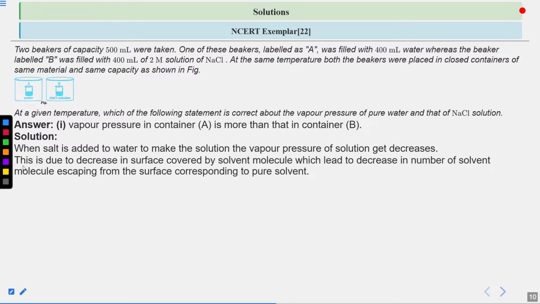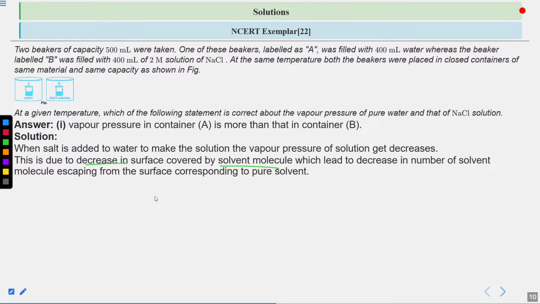Why is that so? This is due to the decrease in the surface which is covered by the solvent molecules, which leads to a decrease in the number of solvent molecules escaping from the surface. Why is this happening? Because the surface covered by the solvent molecules in the solution will decrease, and this will lead to a decrease in the number of solvent molecules escaping from the surface.